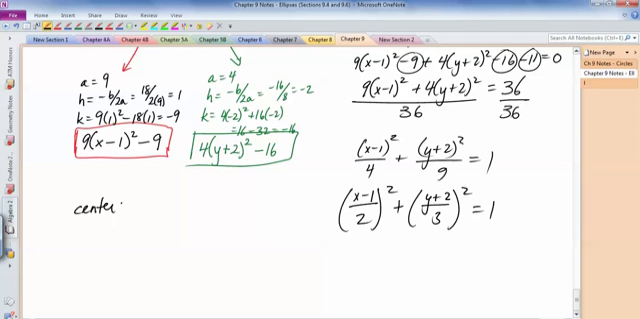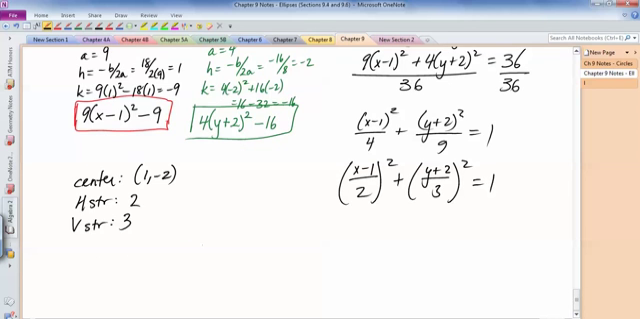The center is going to be at 1, -2. The horizontal stretch is going to be 2. The vertical stretch is going to be 3. So let's go ahead and graph that. So I'm just going to say, here's the center, right? 1, -2. If I go 2 units this way, then I'm going to be at 3, -2. If I go 2 units this way, I'm going to be at -1, -2. If I go 3 units up, the y's increase by 3, so that'll be 1, 1. If I go 3 units down, I'm going to be at 1, -5. Here's my ellipse.